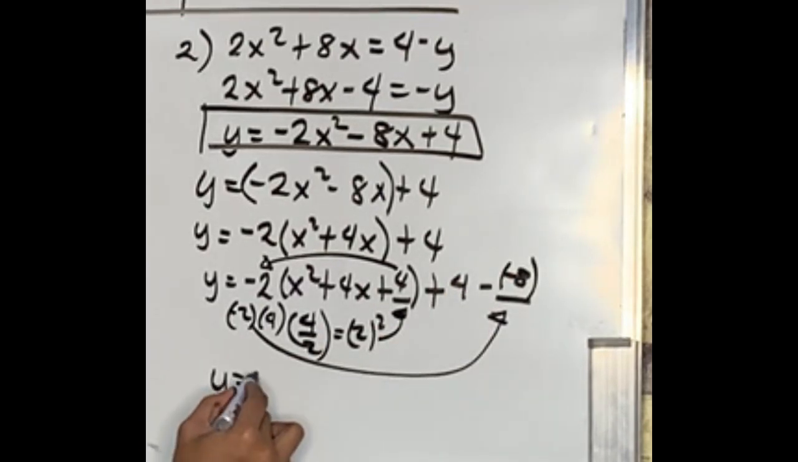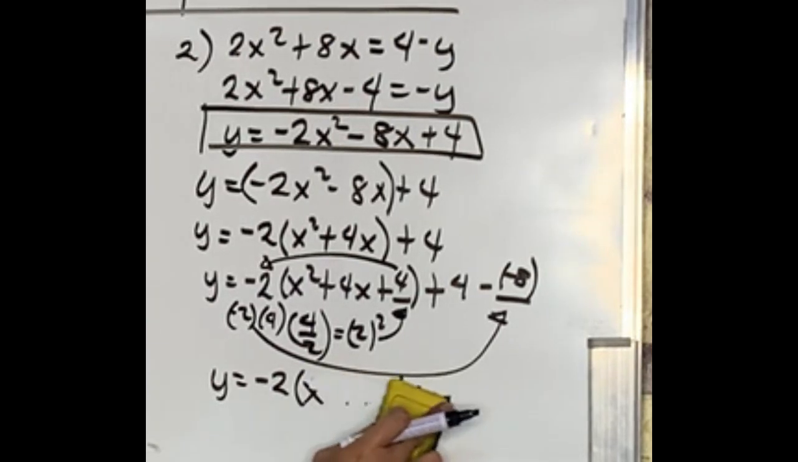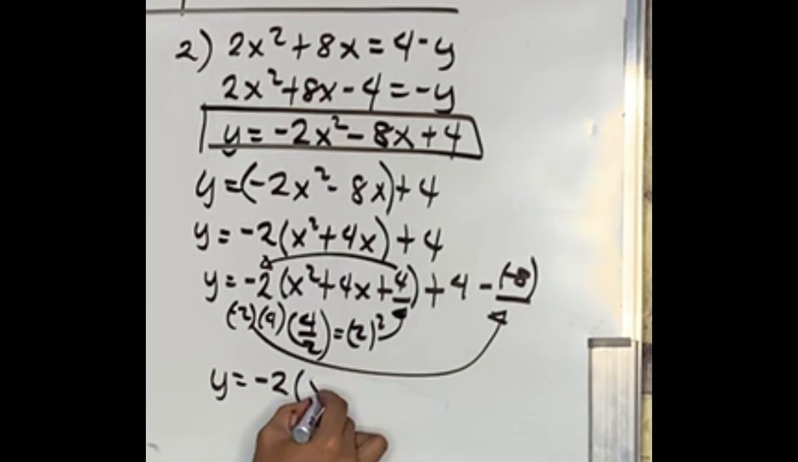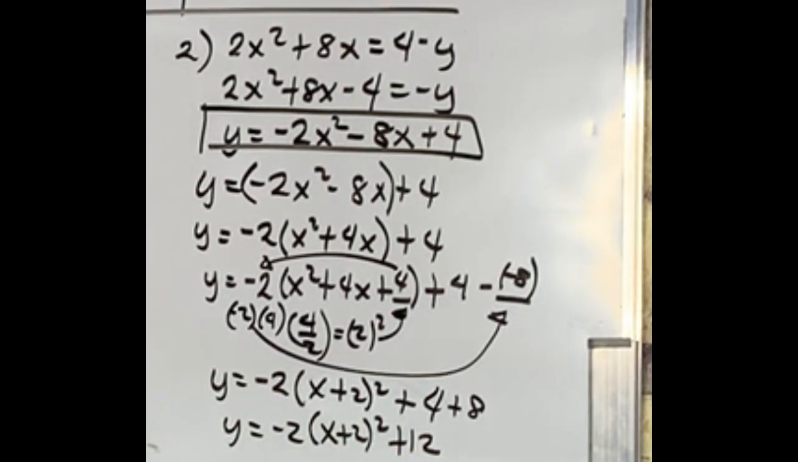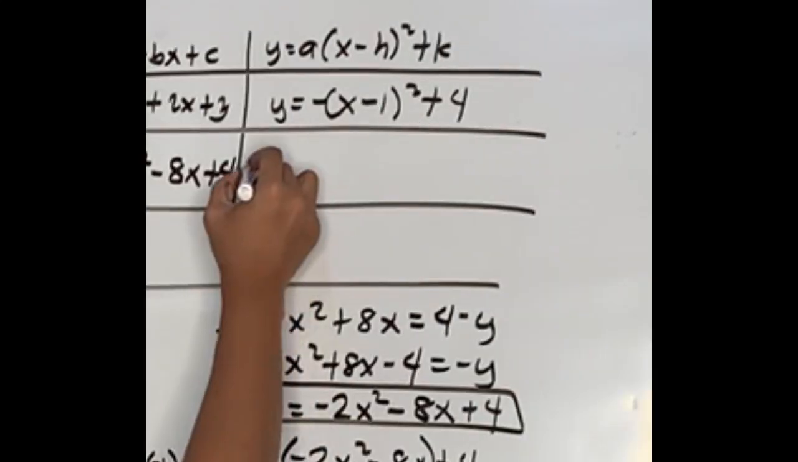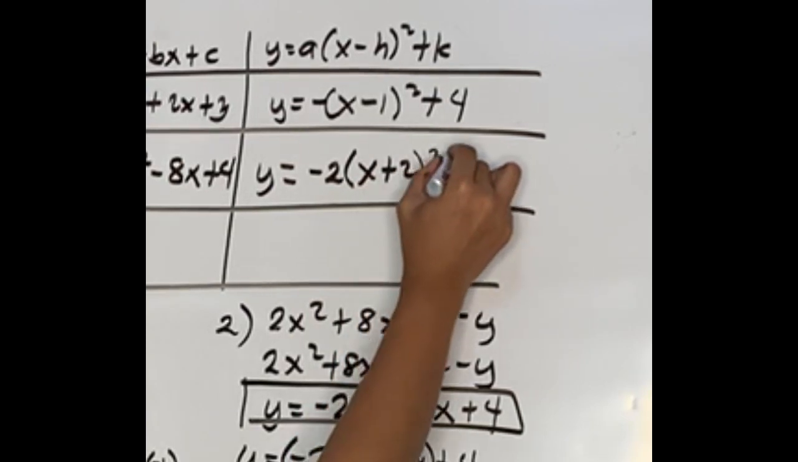So simplifying, y is equal to negative 2 times x squared plus 4x plus 4 will now become a square of a binomial, which is x plus 2 squared plus 4 plus 8. So y is equal to negative 2 times the square of x plus 2 plus 12. Therefore, our vertex form will be y is equal to negative 2 times the quantity x plus 2 squared plus 12.